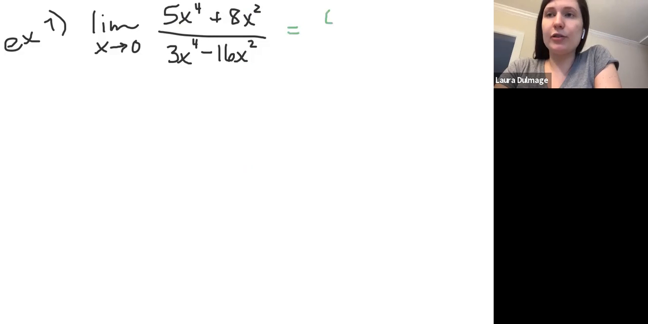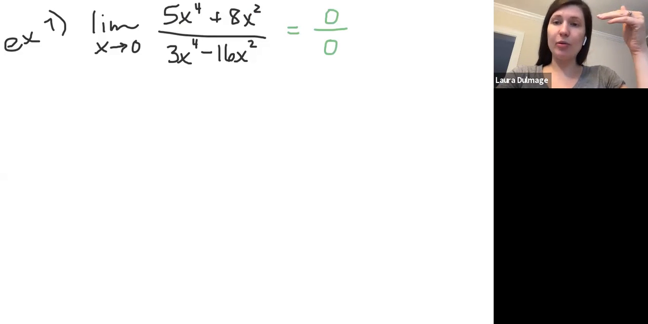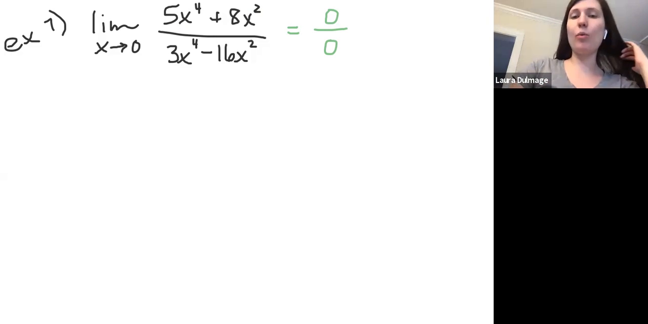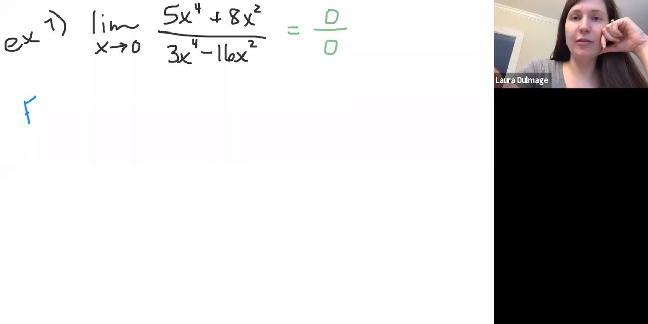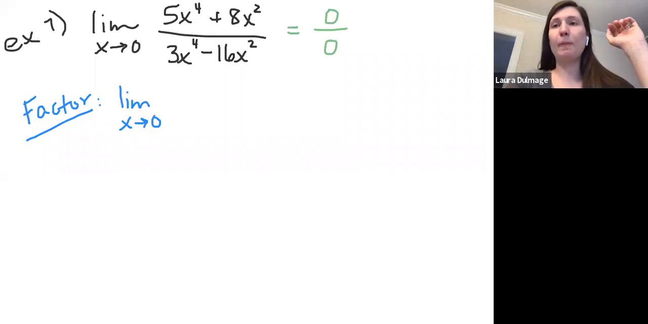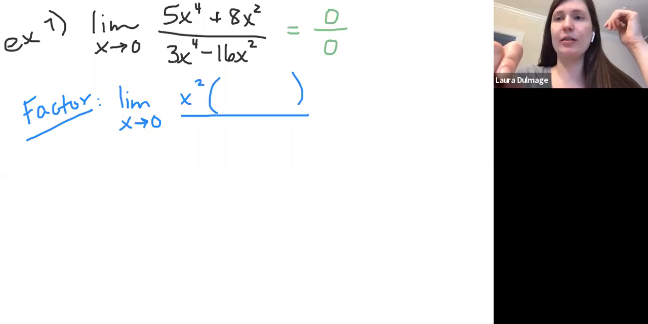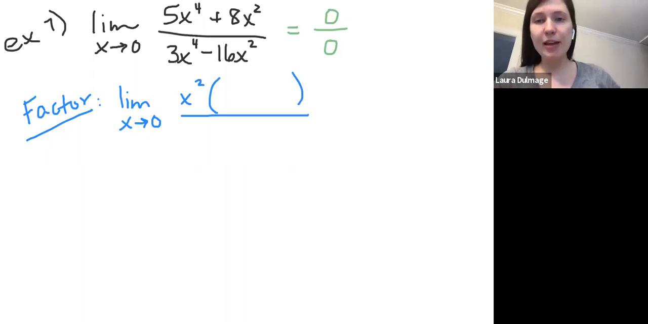So our first step is realizing we get indeterminate form. Therefore, we have to employ an algebraic method, in this case, factoring. Our first step for factoring always is GCF, which we have. So the GCF in our numerator is x squared. We can't take a number out because 5 and 8 don't have a GCF other than 1. So I want you guys to write what's left when we take out an x squared. And then you can do the same thing in the denominator.